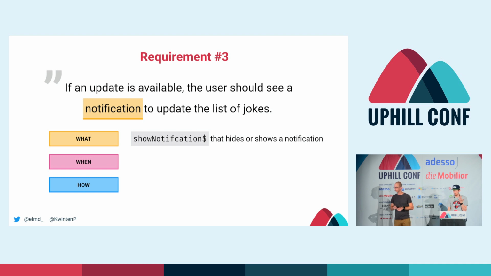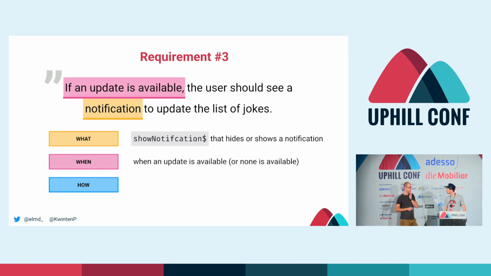And then the when would be maybe whenever there's an update available, right? Makes sense. But do we have everything then? Like, when are we going to hide the notification? When the user clicks on a button. So it seems that we actually have two triggers, which are kind of hidden here. So it's not always that explicit.